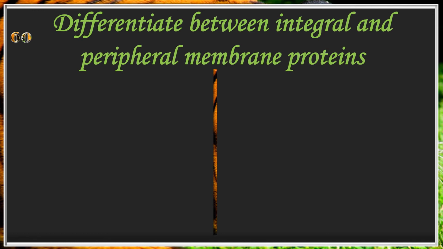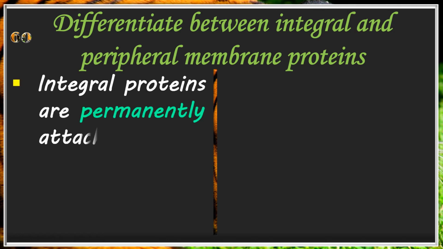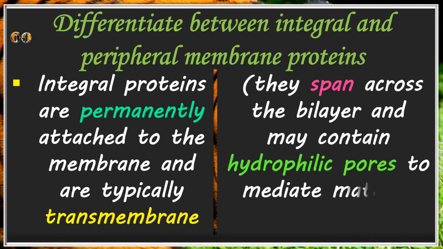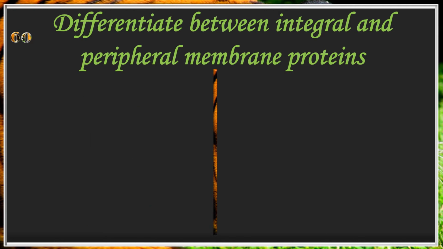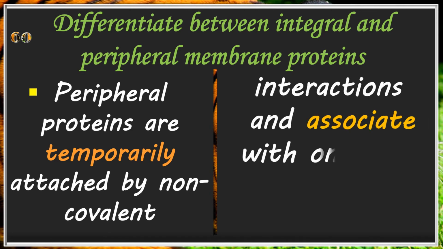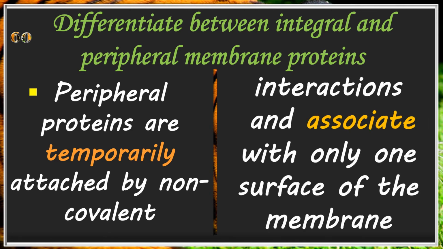Differentiate between integral and peripheral membrane proteins. One, integral proteins are permanently attached to the membrane and typically transmembrane. They span across the bilayer and may contain hydrophilic pores to mediate material transfer. Two, peripheral proteins are temporarily attached by non-covalent interactions and associate with only one surface of the membrane.